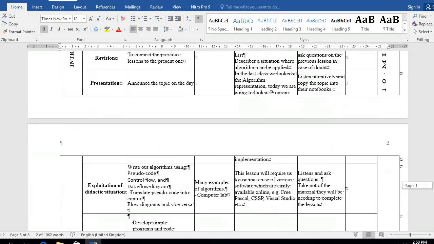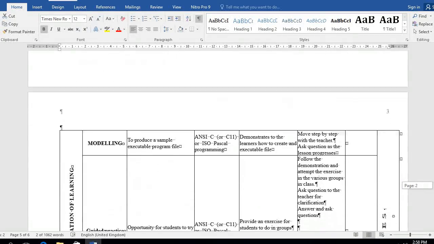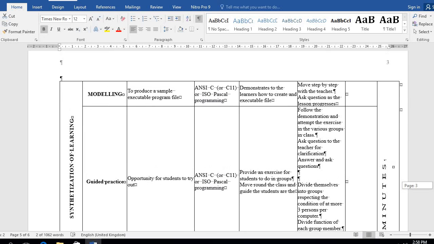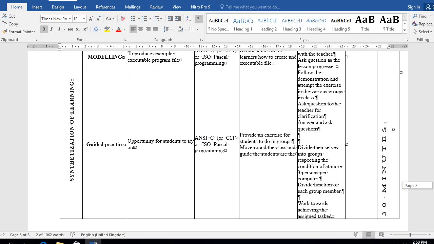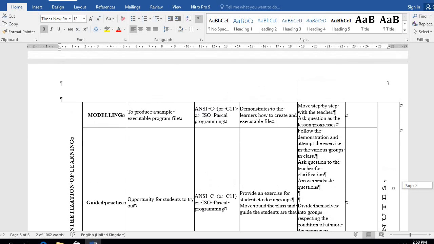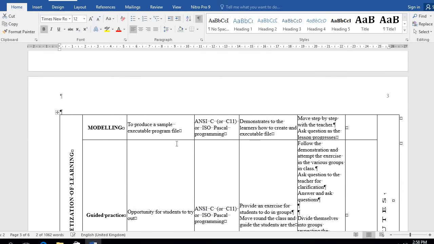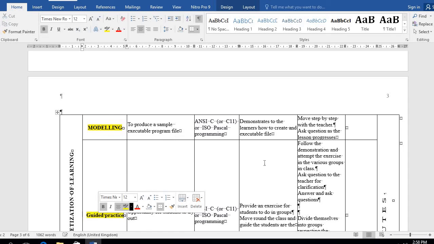Now let's go to the second part, which is the synthesization of learning. Here you have guided practice. You give opportunities for learners to try out something. After modeling, that is, you produce a sample, you first of all model. After modeling, you give guided practice, that is a situation for learners to try out what they have done.